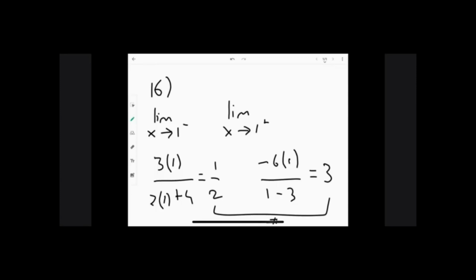So in total, we have 3 points of discontinuity: 1 at x equals minus 2, 1 at x equals 1, and 1 at x equals 3.